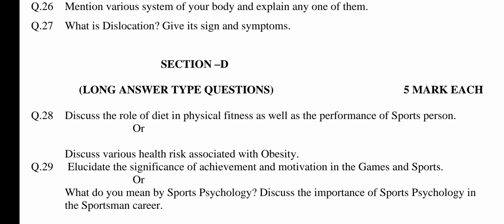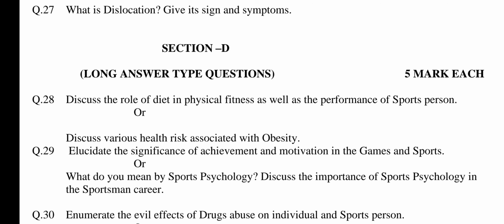Question number 27. What is dislocation? Give its signs and symptoms. This question is related to chapter number 10, common sports injuries and rehabilitation. The answer may be: a dislocation is an injury to a joint, a place where two or more bones come together, in which the ends of your bones are forced from their normal position. Signs and symptoms of dislocation. A few signs and symptoms of dislocations are as listed below. Number 1, deformity in the shape of a joint.